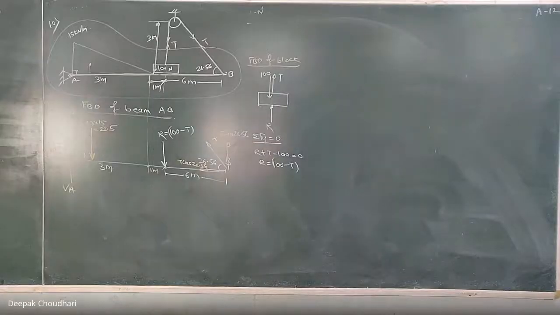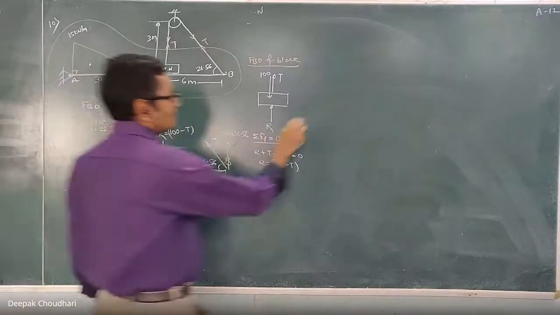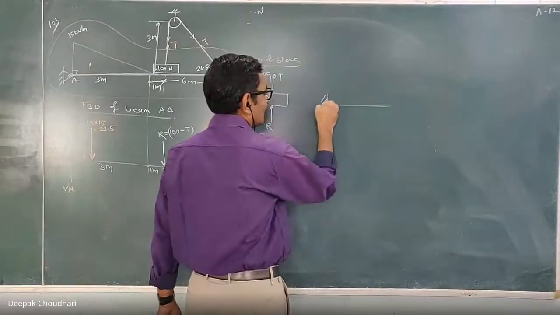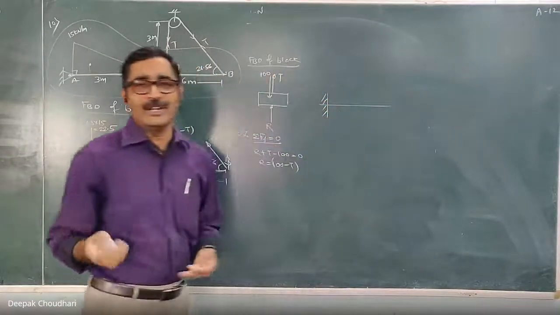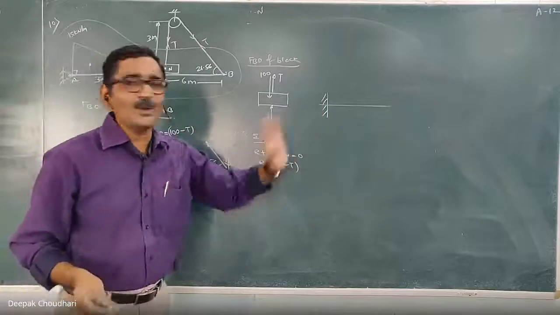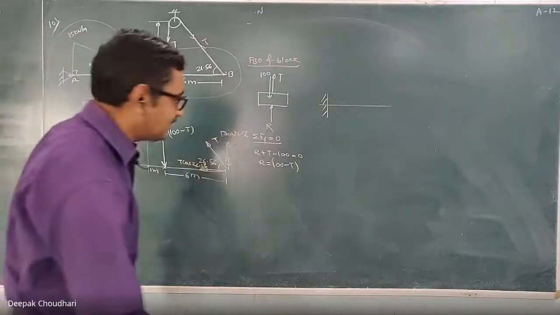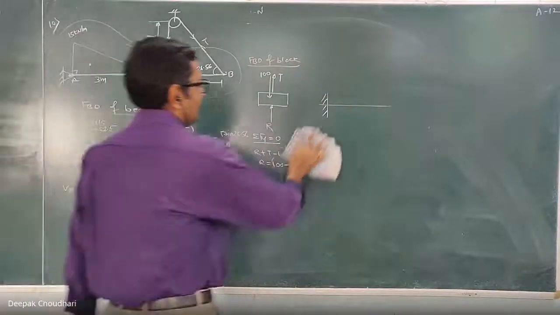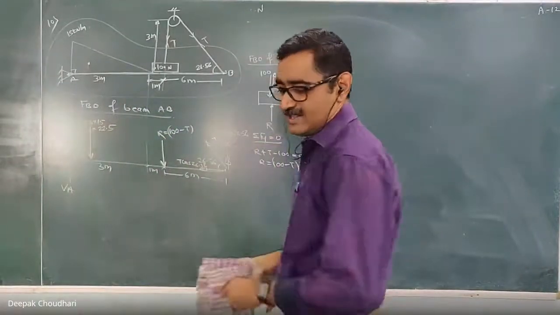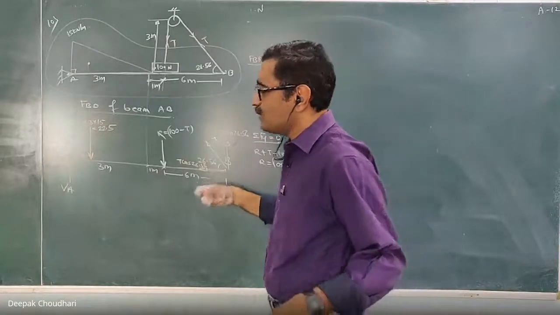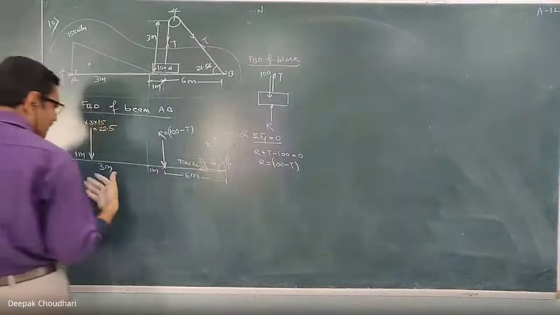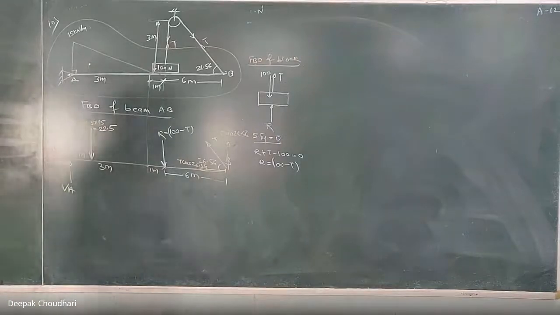Now one last question in which there is a fixed support. As usual, you have to draw the FBD. Whenever there is a fixed support, how many unknowns will there be? 3. 3 unknowns will be there. So as usual, you have to show the 3 unknowns and solve to get them by using the 3 conditions of equilibrium. Here, you will be able to solve this, right? Try this. Apply the 3 conditions of equilibrium.